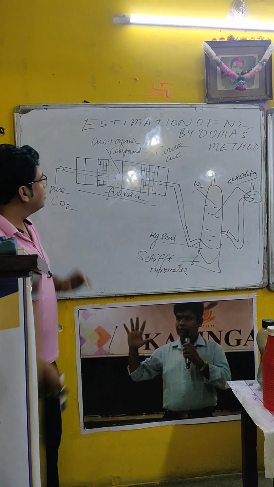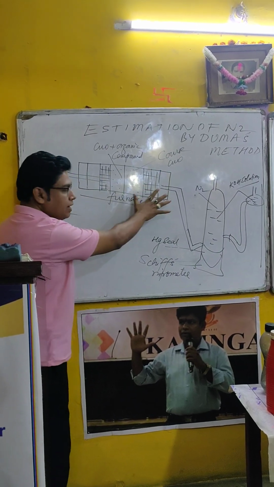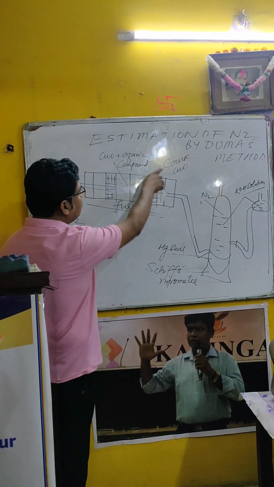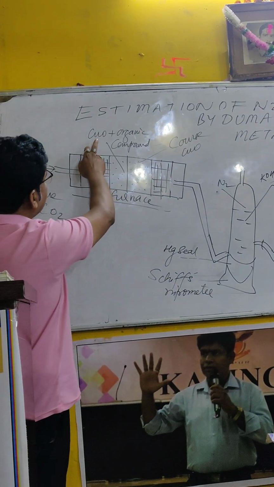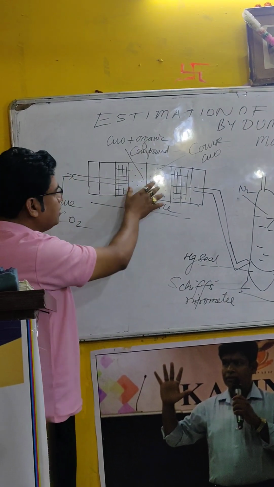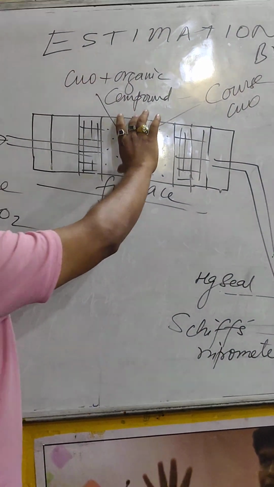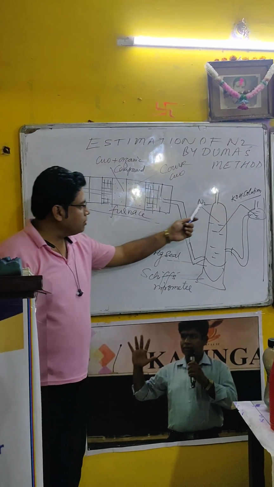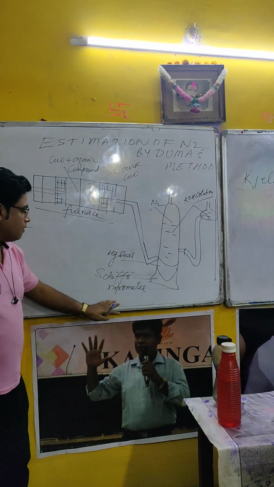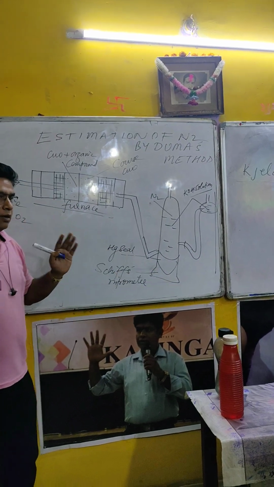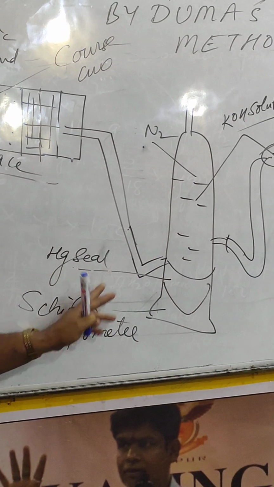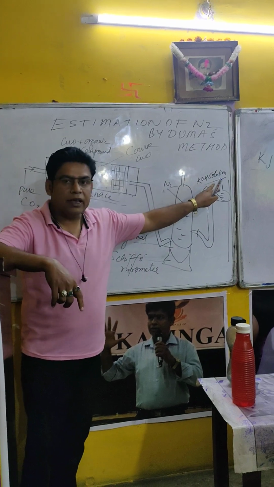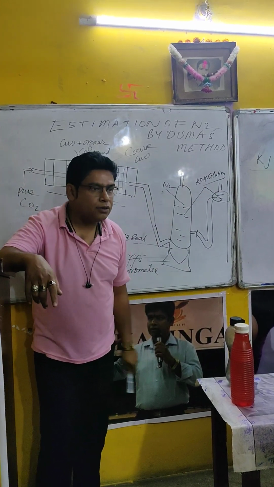This is the apparatus. As you can see, this is a gauge, below which we have the furnace from where we provide the heat, along with a coarse amount of copper oxide, and copper oxide plus organic compound. The mixture is heated in this gauge, and then the nitrogen gas is formed and collected here. This is known as Schiff's nitrometer. At the base of the nitrometer we have a mercury seal, and the upper part is filled with KOH, that is potassium hydroxide solution.